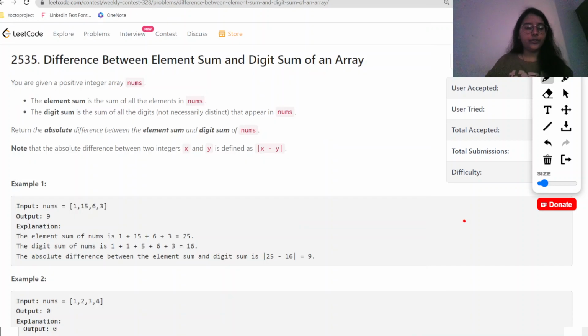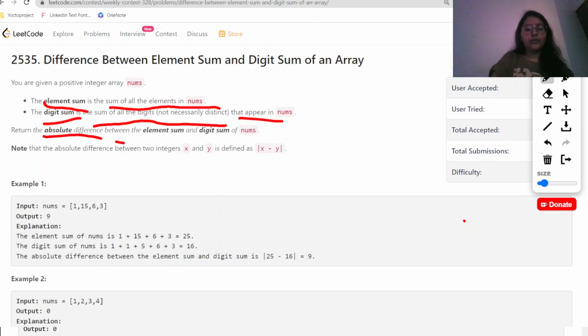So today we are going to do the LeetCode weekly challenge. First question: difference between element sum and digit sum of an array. You are given a positive integer array nums. The element sum is the sum of all elements in nums, and the digit sum is the sum of all digits, not necessarily distinct, that appear in nums.